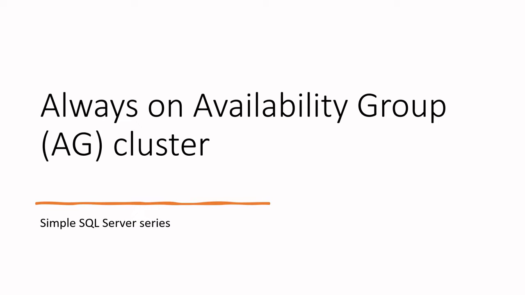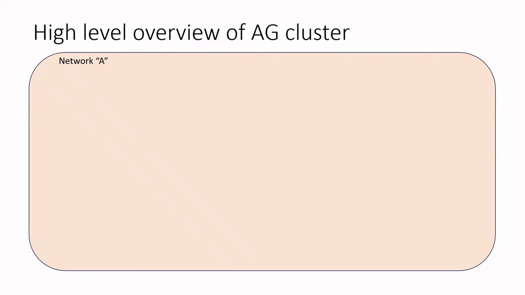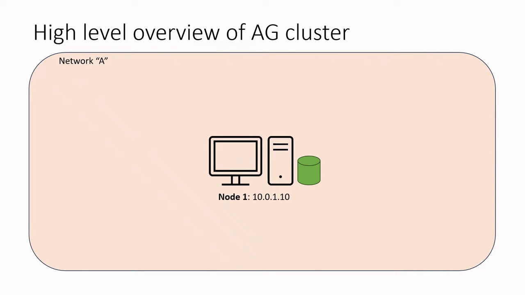Let's get started. First, let's discuss the AG cluster at a high level. Imagine you have one machine in network A where your database is located. In this case, if any outage happens, for example, your network is down or your machine breaks because of some hardware failure, you may lose your data, right? So as a database administrator, you may want to prevent this kind of situation and make your database always available, even in the case of disaster. I mean, you want a disaster recovery solution, right?